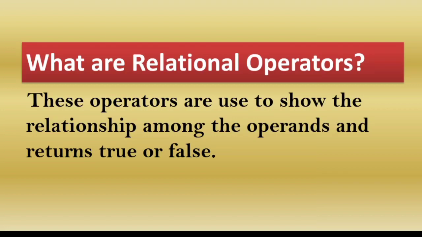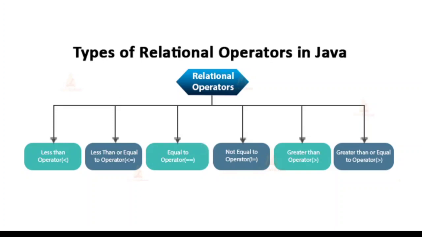Then what is a relational operator? These operators are used to compare or make a relation between two operands and return true or false, and its data type is Boolean. You see the types of relational operators: less than, less than or equal to, equal to, not equal to, greater than, greater than or equal to.